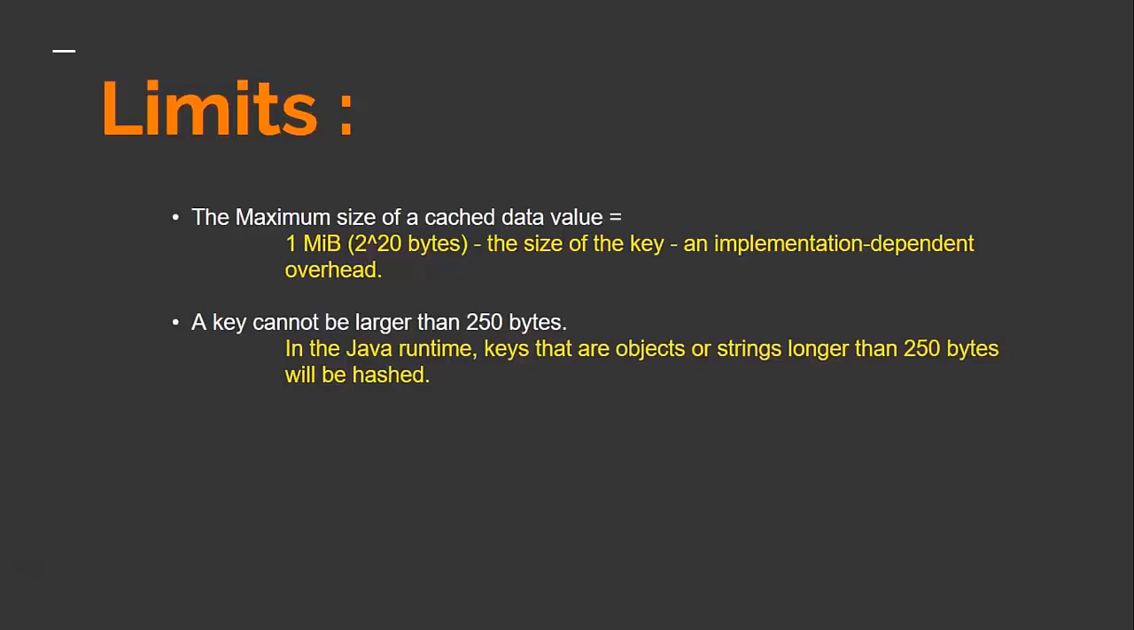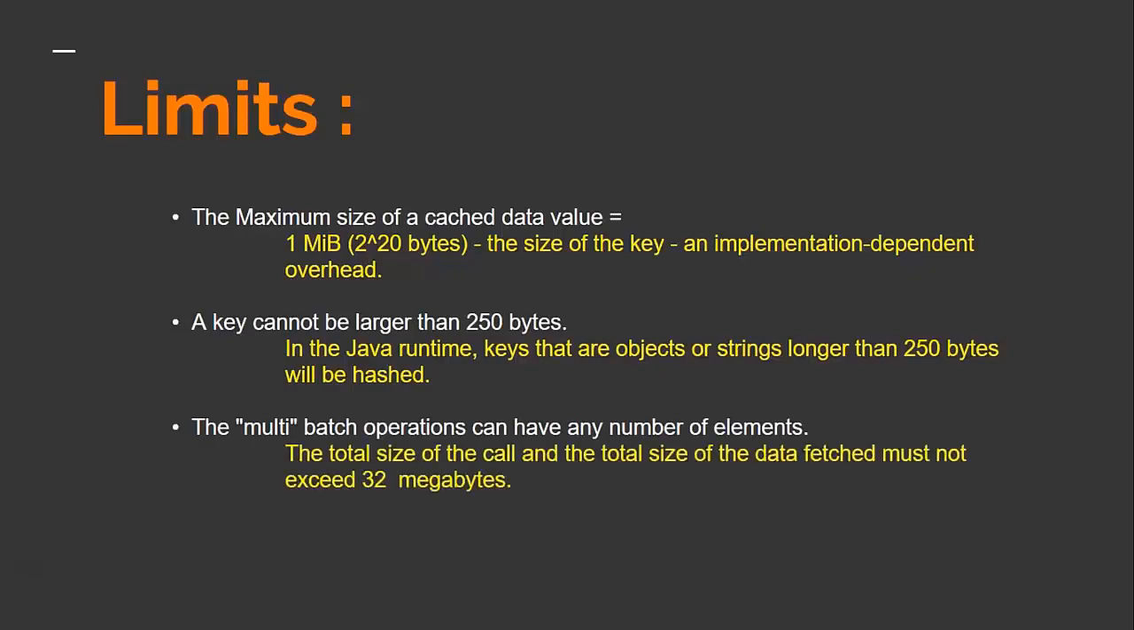Next, we have multi-batch operations, which can have a number of elements. The total size of this call, of the data fetched, must not exceed 32 megabytes. And the last limit is that the Memcache key cannot contain null bytes. So these are the four limitations we generally have in Memcache.